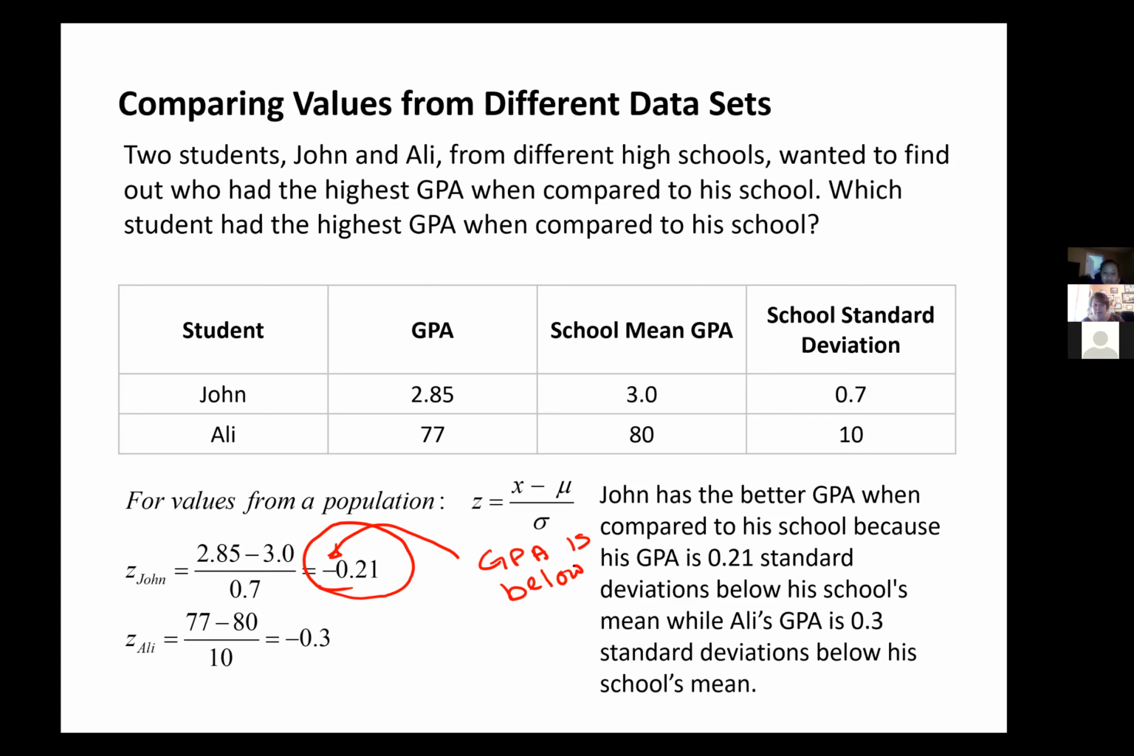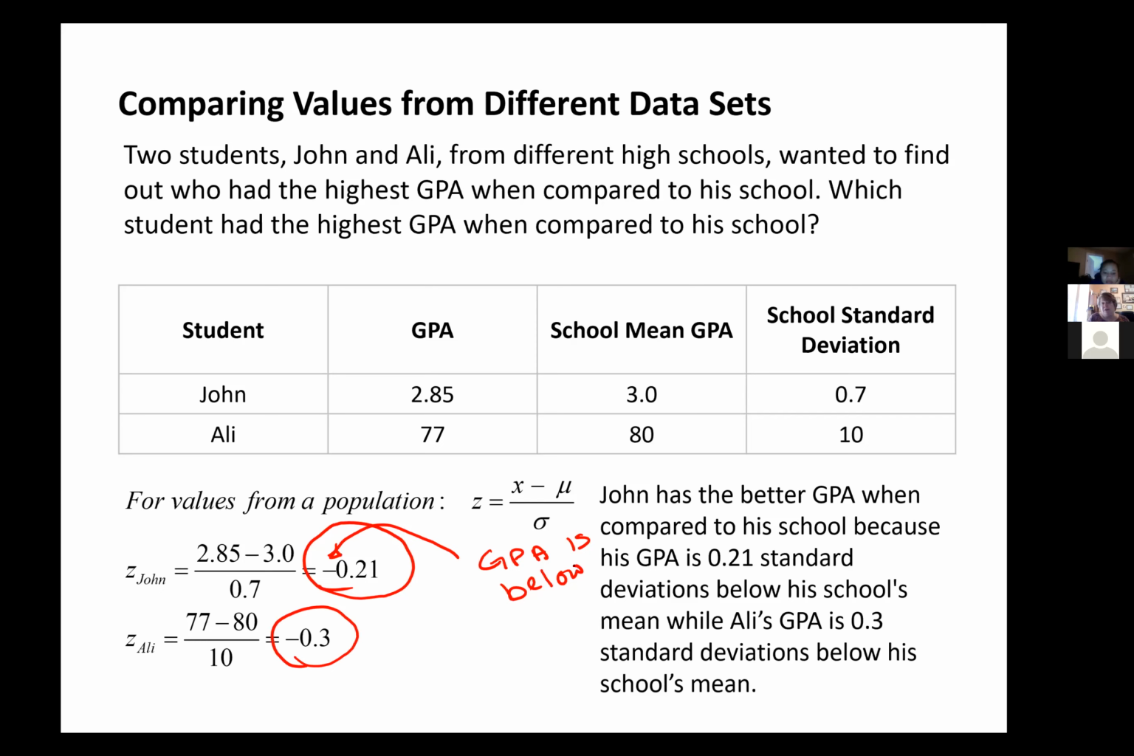Now, Allie: when we find his z-score, we take his GPA, 77, subtract the school mean, which is 80, and divide by the standard deviation of his school, which is 10, and we get negative 0.3. This means that he is 0.3 standard deviations below his school's mean. So his GPA is below the school mean, by 0.3 standard deviations.